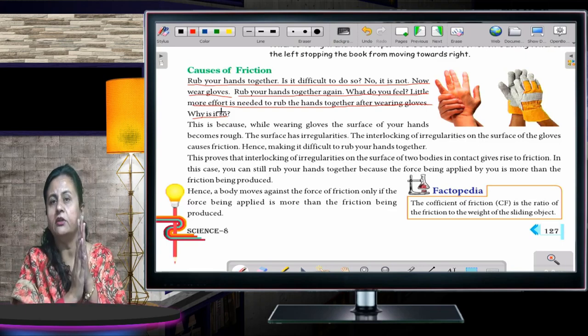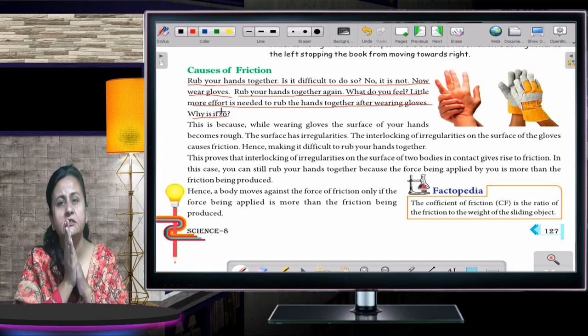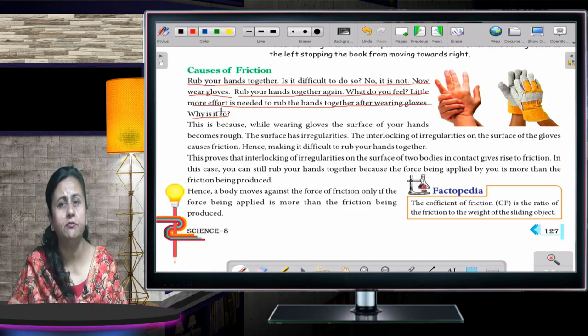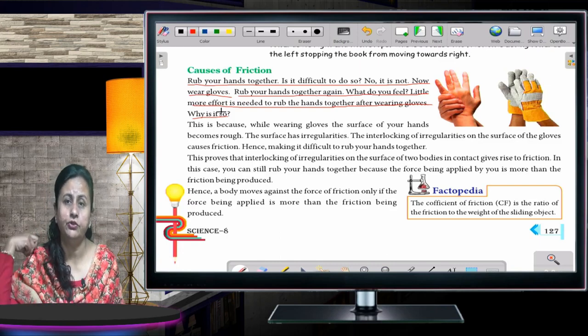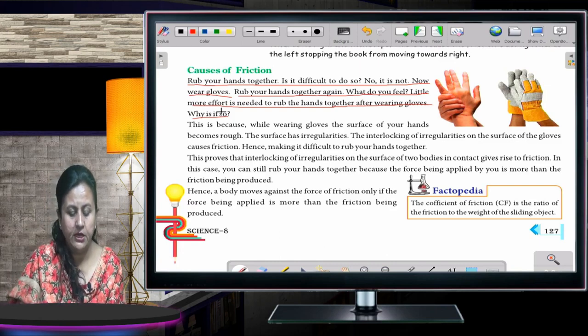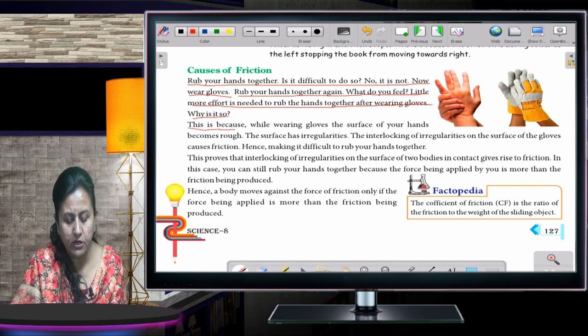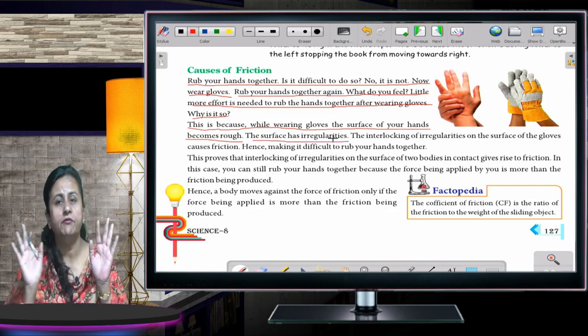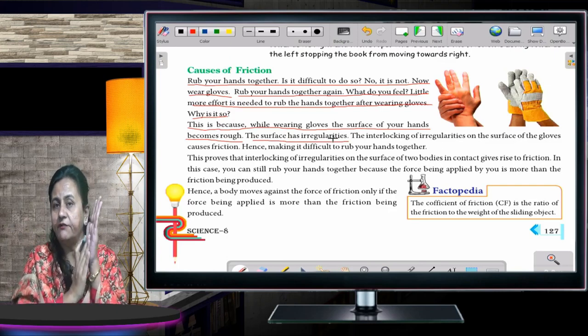When you are without the gloves, you will rub very easily. But once you wear gloves and start rubbing, you find it a little bit uncomfortable. You have to exert more pressure now. You need to apply more force. Now why is it so? This is because the surface of the gloves is rough. The surface has irregularities, whereas without the gloves, hands are very smooth.